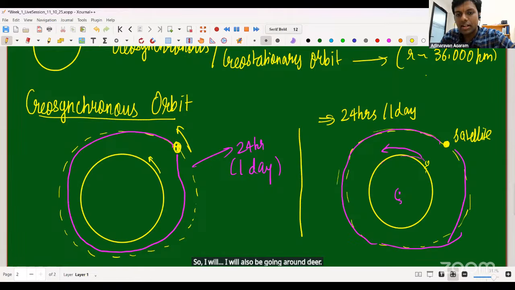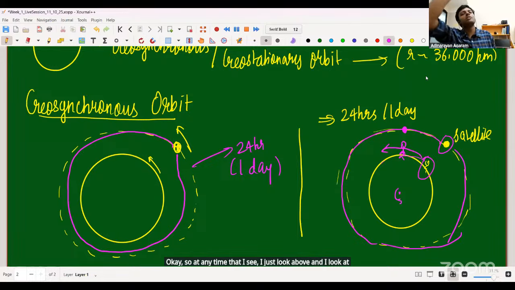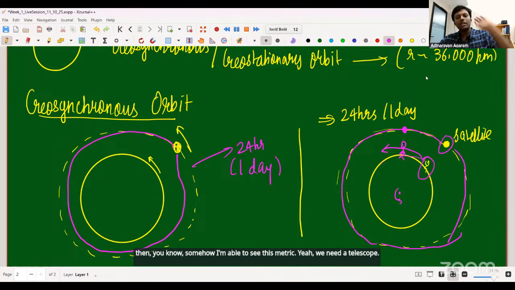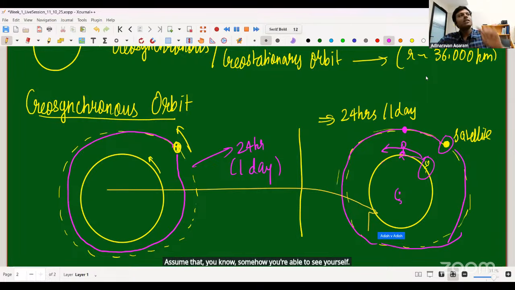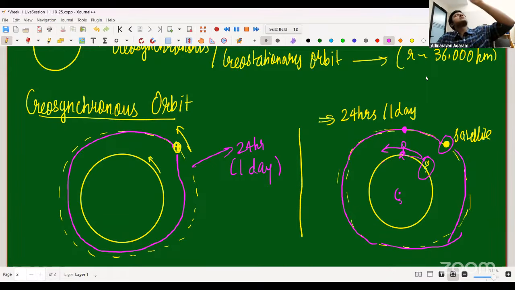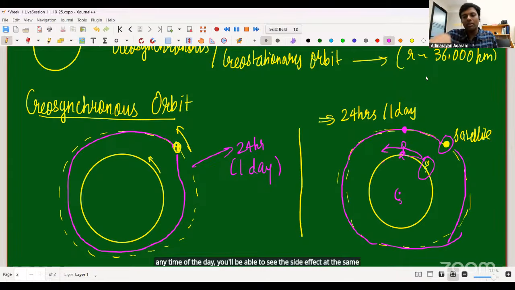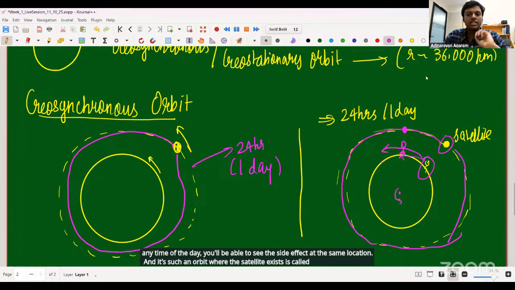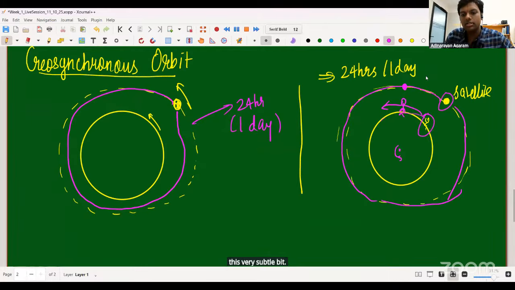In a geostationary orbit, that is, if a satellite is part of a geostationary orbit, say we start off here, both myself and the satellite. At some time t later, I will be somewhere here, and the satellite is going to be somewhere here. At any time, I just look above at the sky, and somehow I'm able to see the satellite. Yeah, we need a telescope. Assume that somehow you're able to see a satellite. Any time of the day, you will be able to see the satellite at the same location. And such an orbit where the satellite exists is called a geostationary satellite.